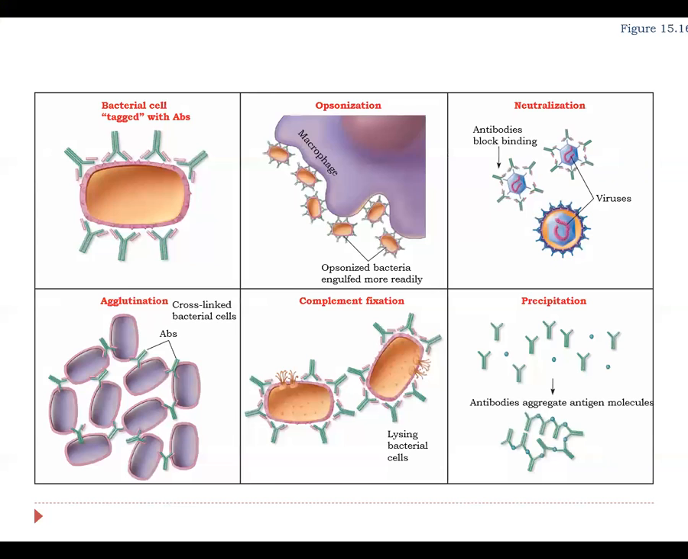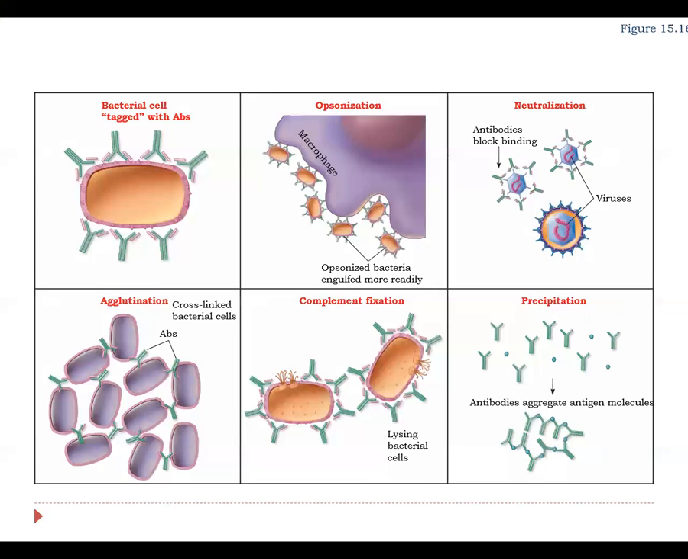Next up, we have neutralization. Neutralization is where the antibodies block the binding sites of a virus. The binding sites of a virus are basically the little spikes that stick out of the viral surface. These are necessary for attaching to a human host cell. When an antibody blocks them, it allows for the virus to not attach and therefore not cause disease.